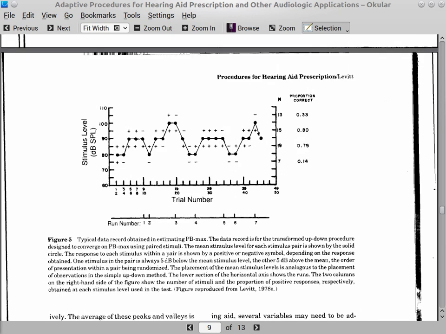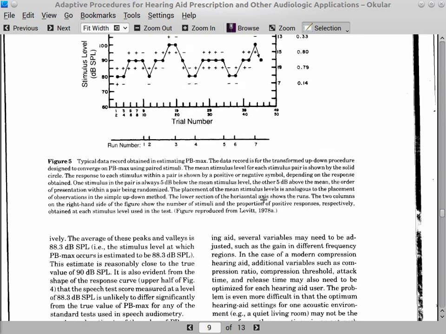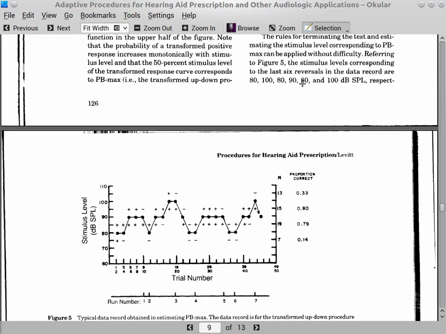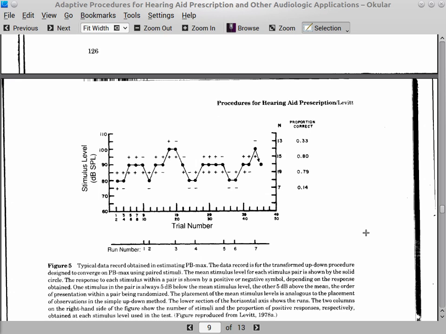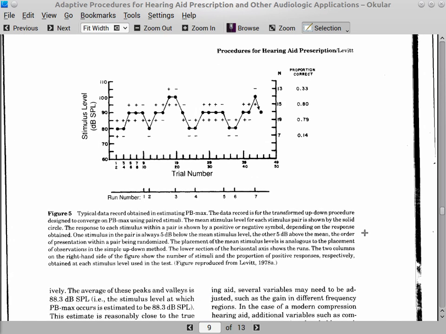The last 6 here are listed right here. It goes 100, 80, 90, 80, 100, and then 80. So we discarded those at the beginning, and we averaged the intensity levels for the last 6 peaks and valleys, and we end up getting around 88 dB SPL. So you just round up to the nearest 5 dB step size. You could use 2 dB step sizes if you wanted, but you can round up to 90 dB SPL and present your words there, like a 50-word list at that level.